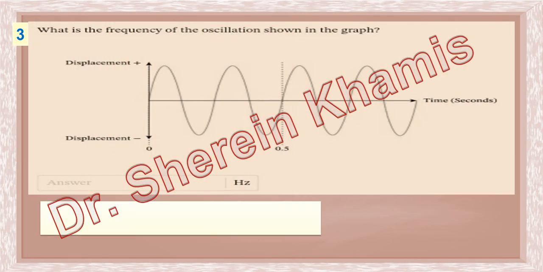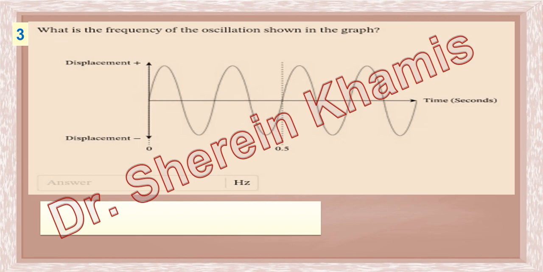Question 3 says, what is the frequency of oscillation shown in the figure? We have here a straight line, with displacement up and down in the positive and negative direction. We have time in seconds. If we count, 1, 2, 3, 4 quarters, this makes 1 complete oscillation. Also 1, 2, 3, 4 is a second oscillation. Then 3 here and 4. So we have 4 complete oscillations.